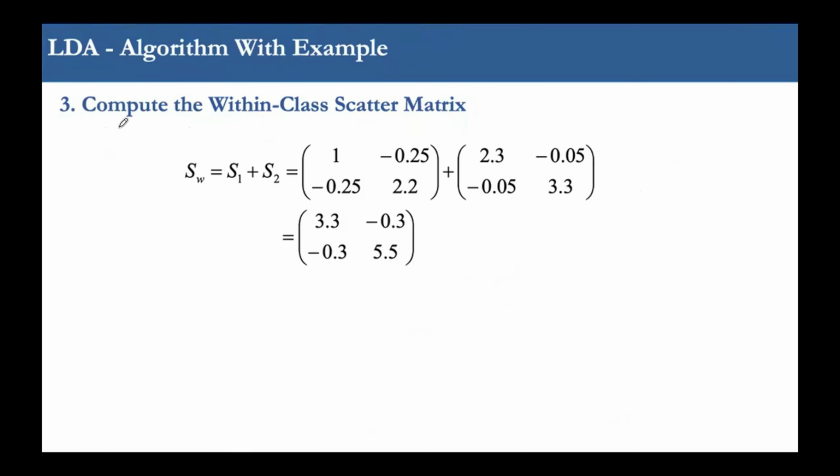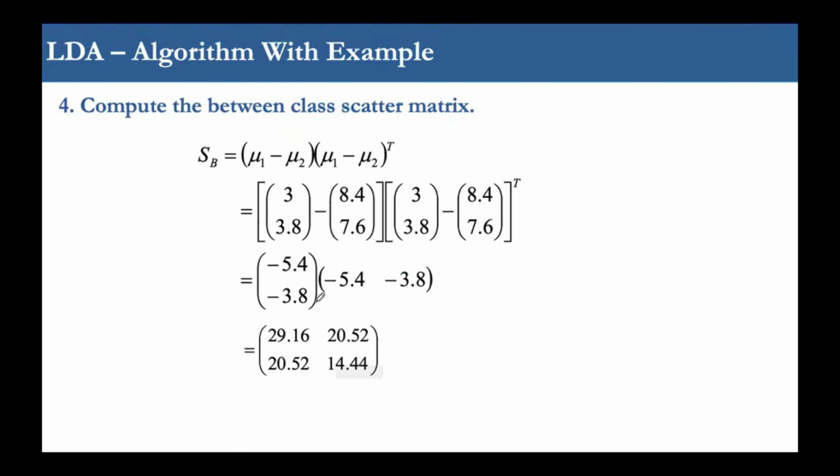The next one is the third step. Here we need to compute the within class scatter matrix. What is the formula to find the within class scatter matrix? SW is equal to S1 plus S2, where this is S1 and this is S2. We add these two and we get SW. This is the SW matrix. Then we need to find the between class scatter matrix. What is the between class scatter matrix? How to find it? This is the formula.